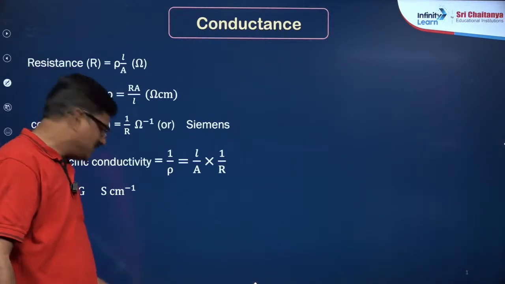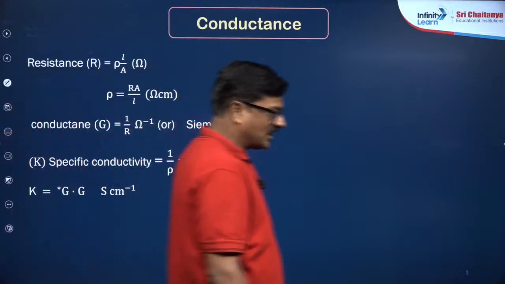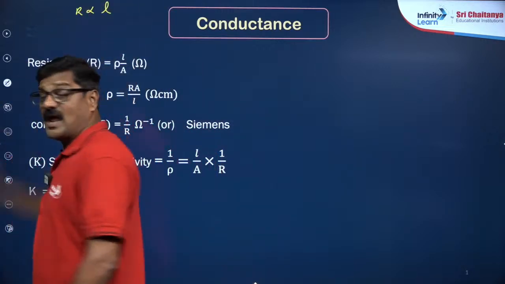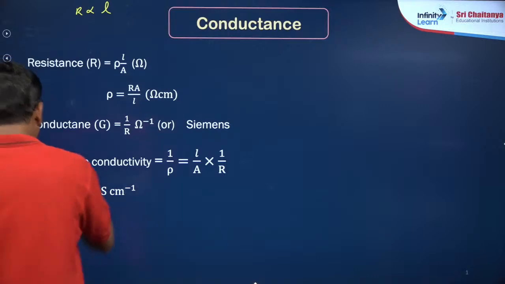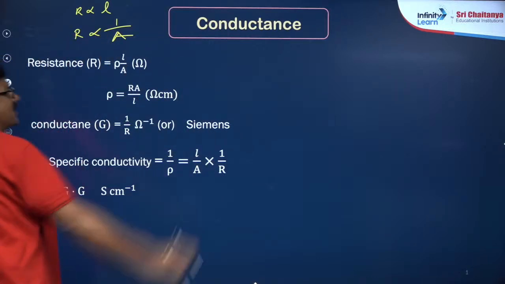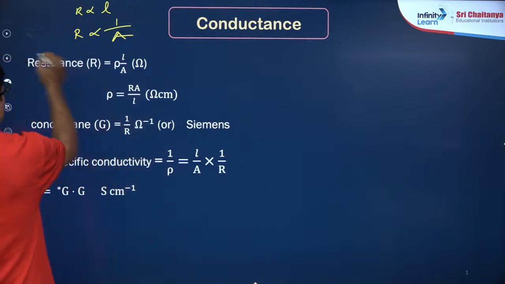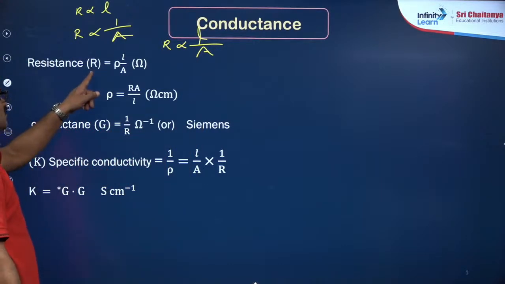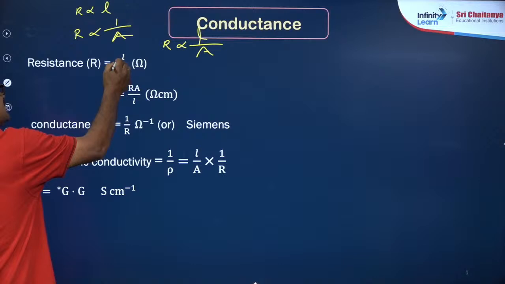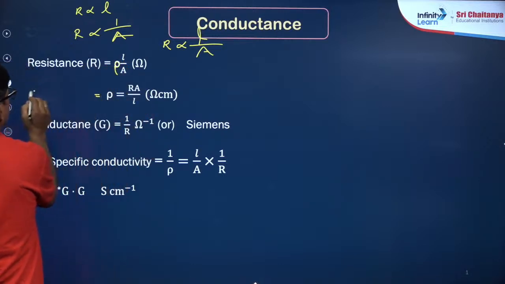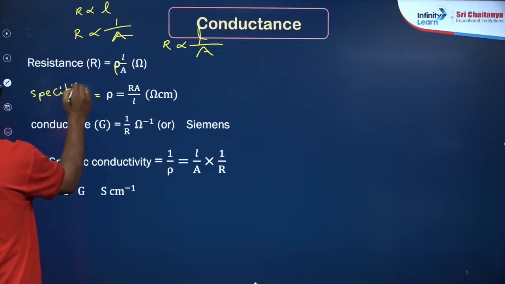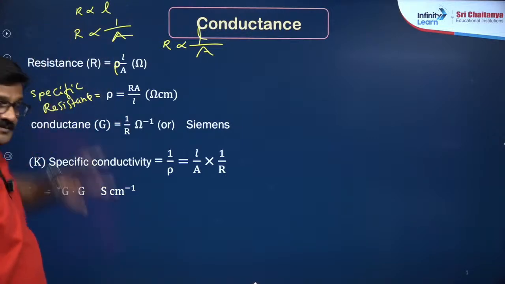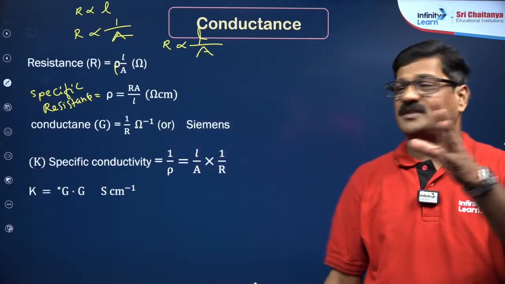According to physics, conductance is the reciprocal of the resistance. Resistance is directly proportional to length, L stands for length, and inversely proportional to area of cross section. So resistance is proportional to L by A, so resistance should be equal to some constant called rho, which is called specific resistance. Specific resistance is RA by L. Ohm centimeter is the unit. Very simple methods I am giving.